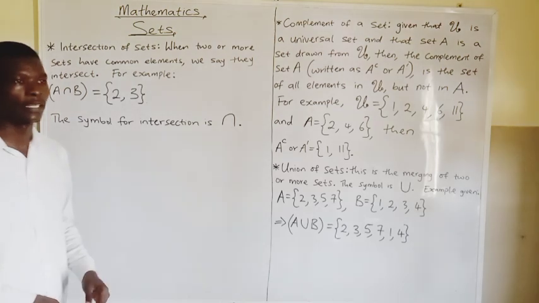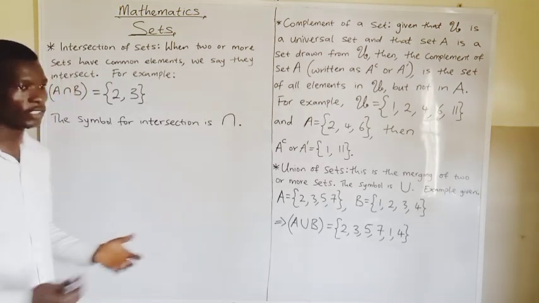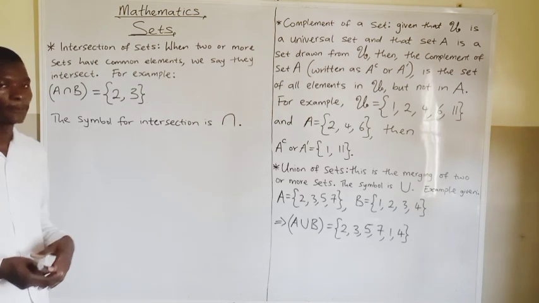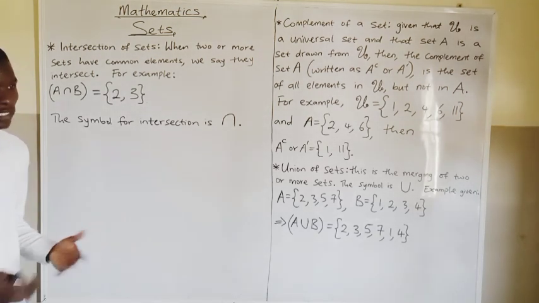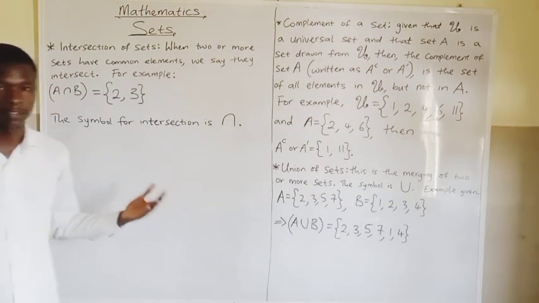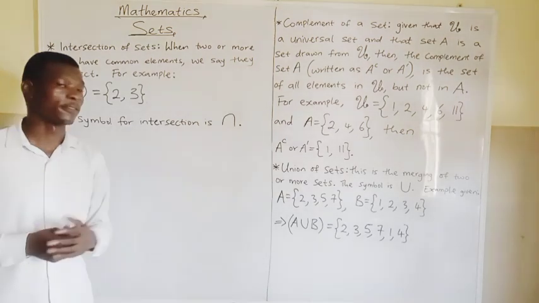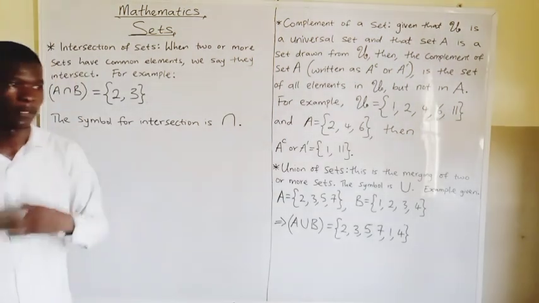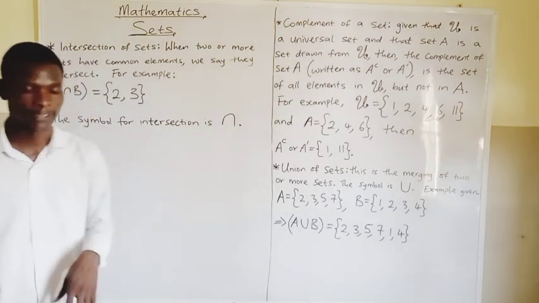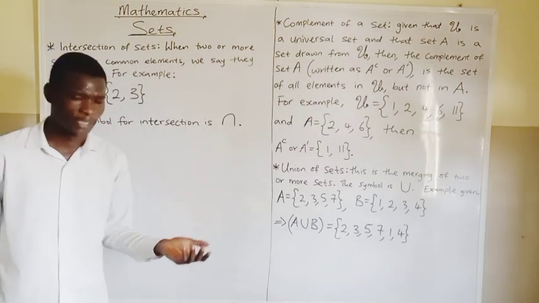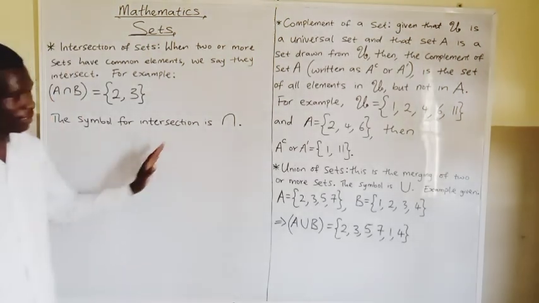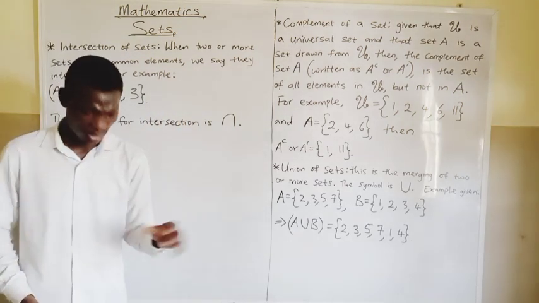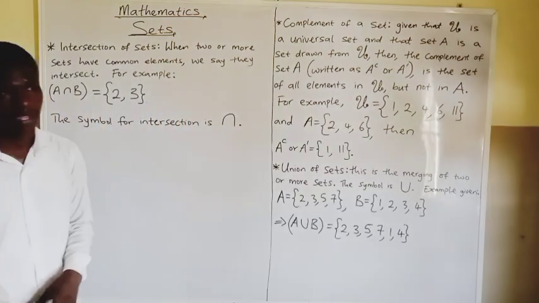So those are the concepts that we can have under the topic set. There are more actually. For example, we have the concept of equality of sets, equivalent sets, the power set, finite and infinite sets, and many others. But basically these are the concepts that are usually being asked about.